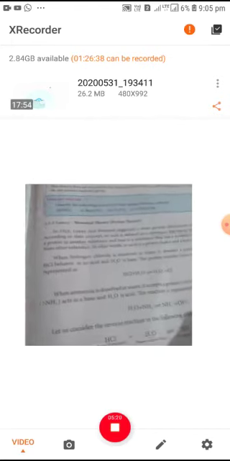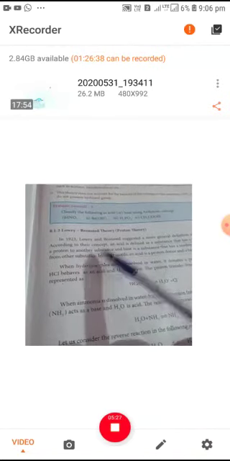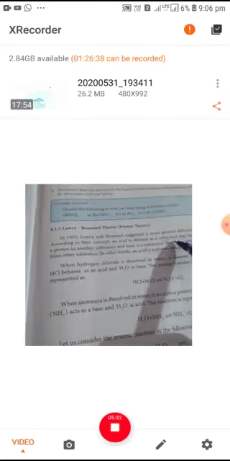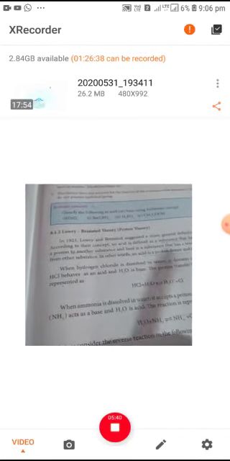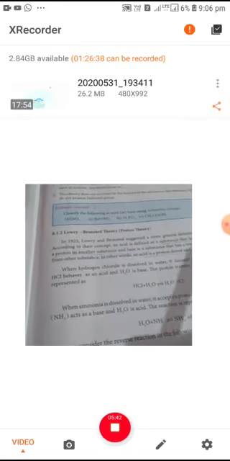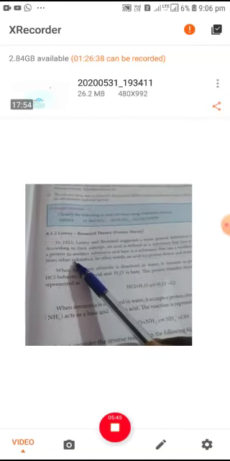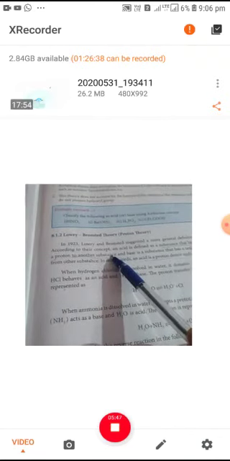Okay. So the next one is the Lowry-Bronsted theory. In 1923, Lowry and Bronsted suggested a more general definition of acids and bases. According to this concept, an acid is a substance that has a tendency to donate a proton to another substance.